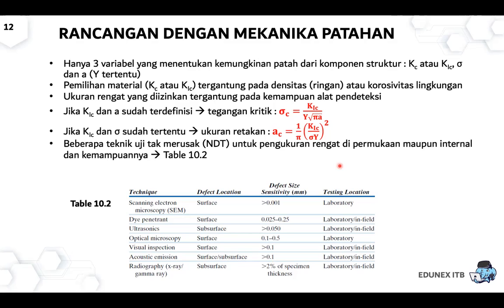This is called RBI, or risk-based inspection. So we inspect the equipment based on the risk that we see from all those testing.